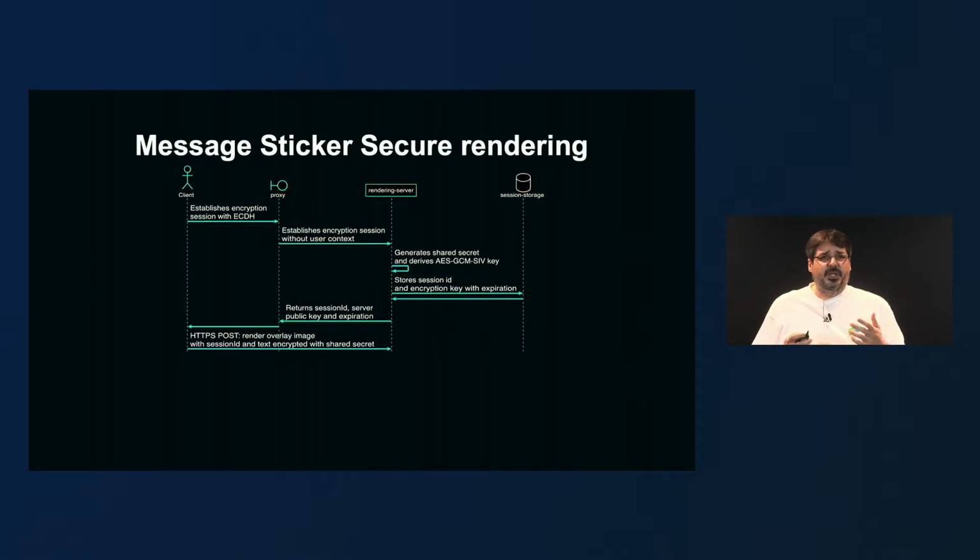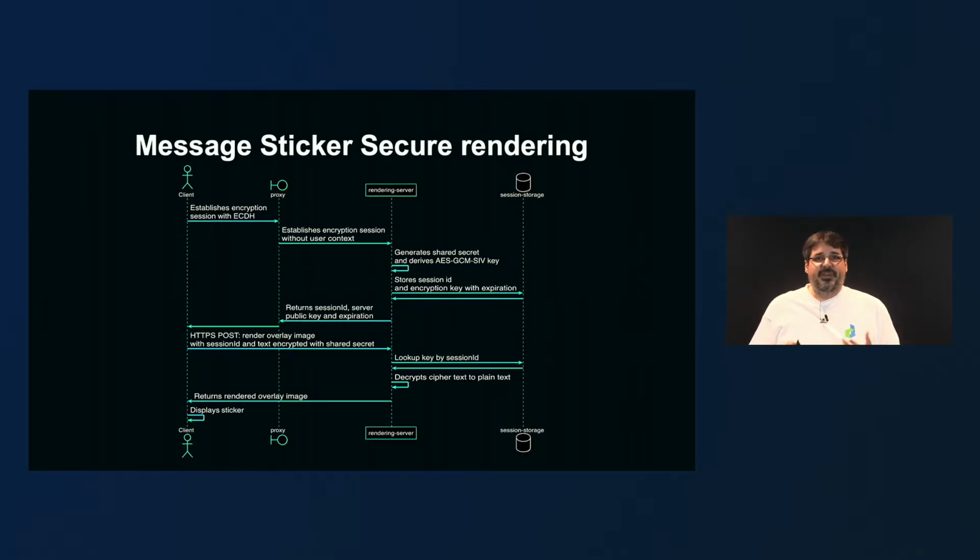The client then uses this to generate its own encryption key, encrypts the text content, and sends the encrypted text to the server together with the session ID. The server then fetches the decryption key from the storage using the session ID, and then renders the overlay with the decrypted text and returns it to the client for the final display.